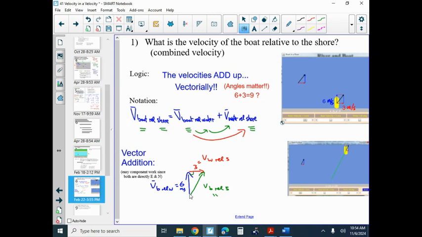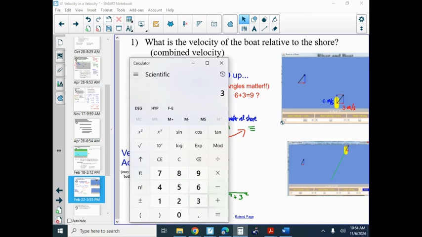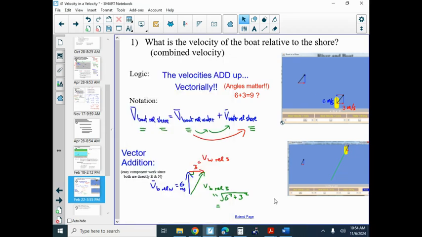So we could just cut right to the root of 6 squared plus 3 squared, which is 36 plus 9. We're going to root it. And so we get root of 45 is 6.7 or so. So we get 6.7 meters per second. And obviously, if this is a velocity of the boat relative to the shore, we kind of like to have a direction for this, right? And so we can get that as well.